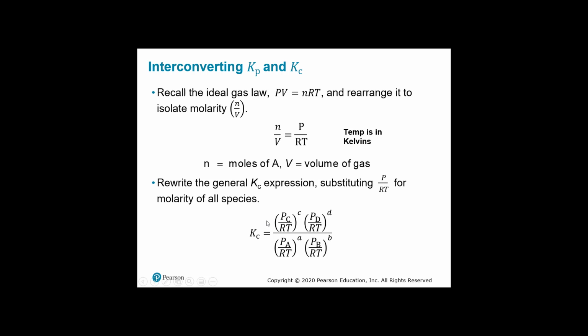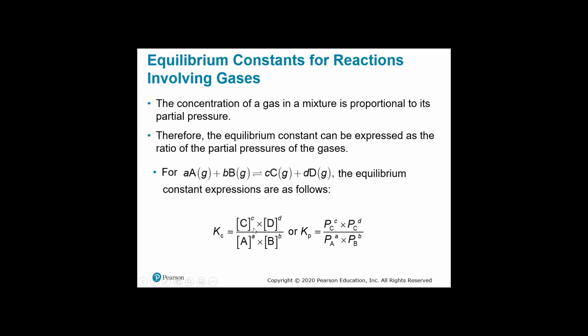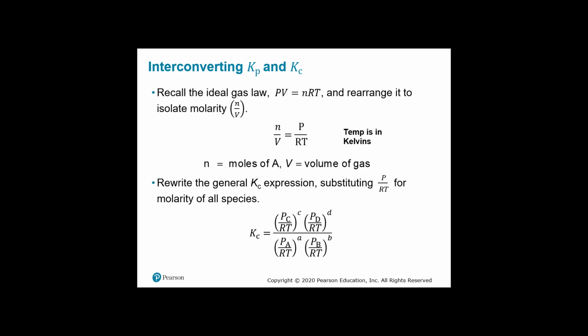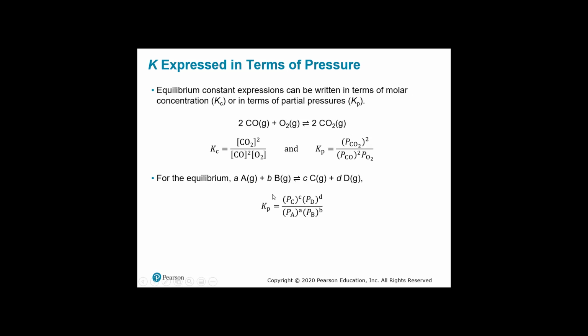So we can rewrite this. Instead of using the concentration, which we would represent as molarity, moles over volume, we can plug in the pressure over the gas constant times T. So this is what you're seeing here. And now we use parentheses instead of concentration brackets. And we still raise everything by its coefficient to the power. Okay, so we rewrite the general equilibrium constant for concentration. We substitute pressure over the gas constant and temperature for the molarity of all the species in the reaction.